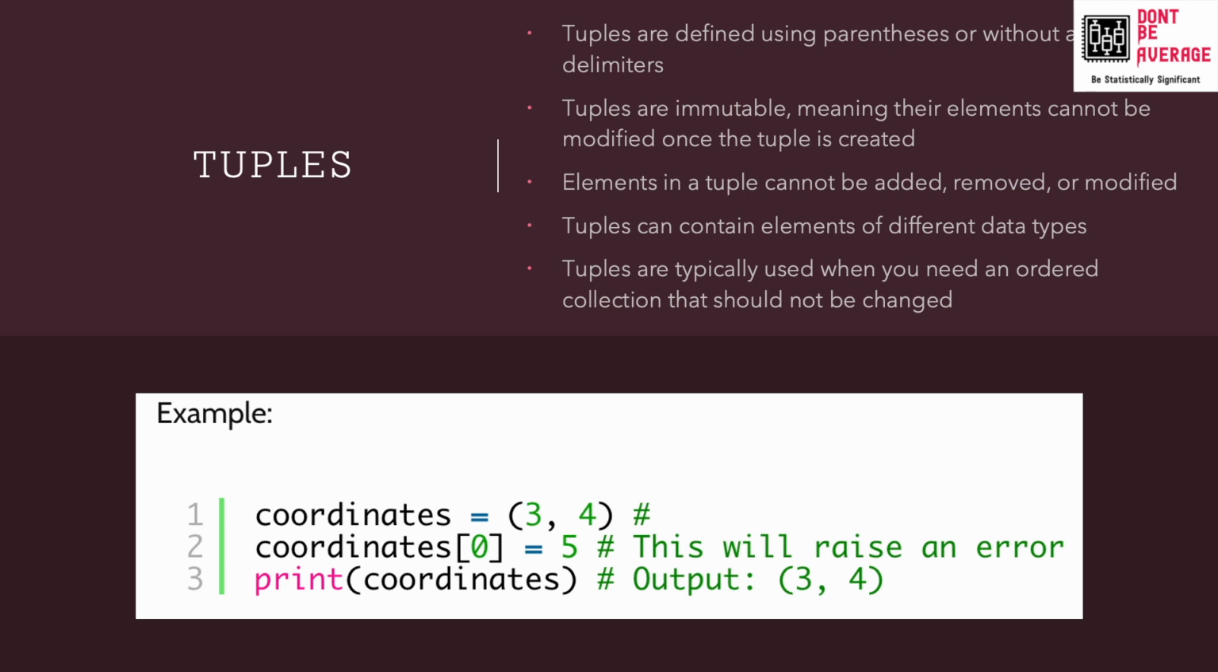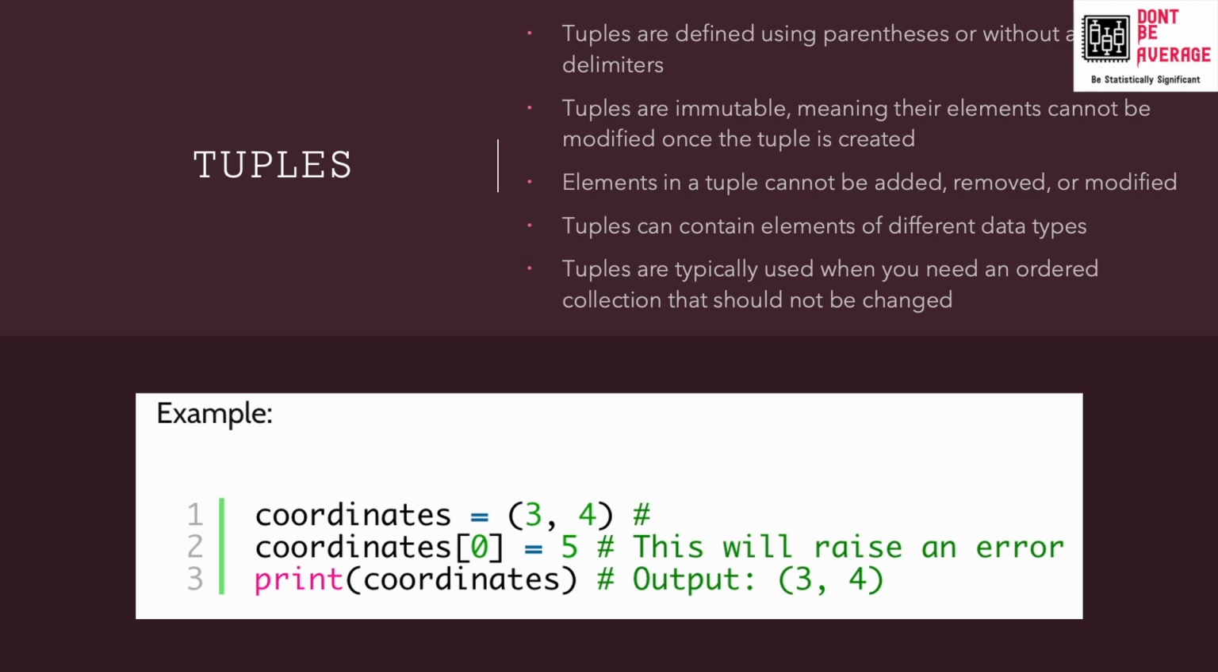In the example, you can see that I have defined a variable called coordinates as 3, 4, and if you try to modify the first item in the coordinates to 5, that will raise an error. So the tuple coordinates will not be modifiable. You can't remove any item from this tuple, you can't add anything, you can't modify it once it is created.